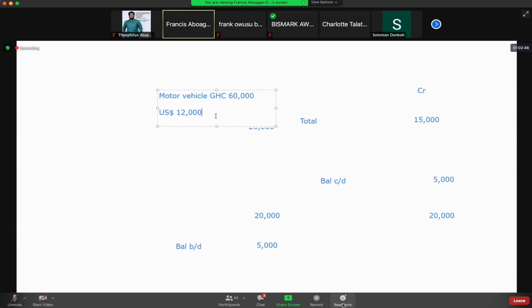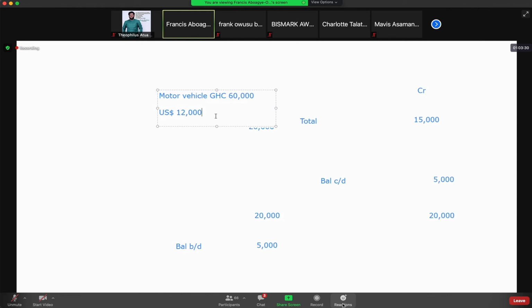Now, if it is 12,000 and you are still using the straight line method, the depreciation for 1 year will be what? $2,000. Okay, so every year will be $2,000. So for the 2 years, it's going to be 4,000. Is that okay? Yes.